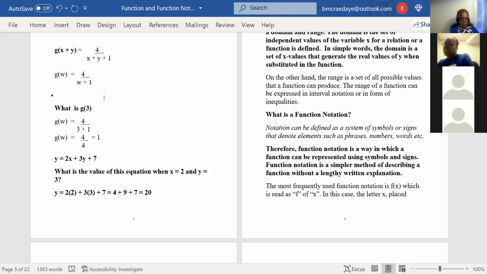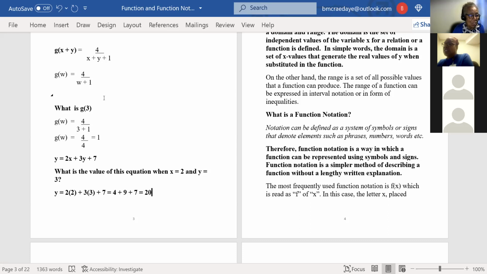Normally f of x could be a of x, could be z of x, g of x, h of x, where the number in parentheses is the variable. When you're given a number instead of the variable, you're substituting for the variable that number or that expression. It doesn't have to be a number. It could be a variable, could be a variable along with the number, could be more than one variable.